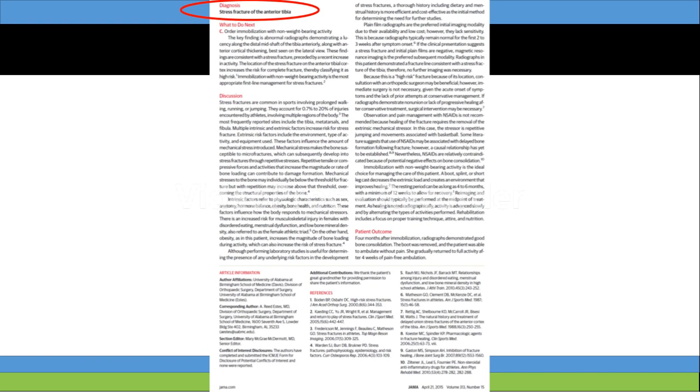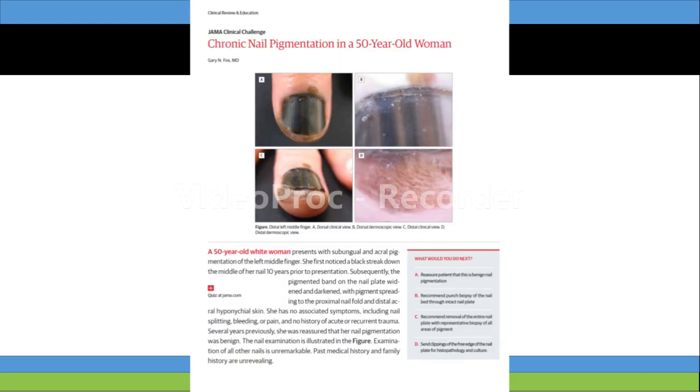Because you can relate to this case much more easily than any other clinical trial. Another example of JAMA clinical challenge, a chronic nail pigmentation in a 50 years old woman. Again, small description, the way they would present to you in your clinic, and then you have 4 options. What would you do next?